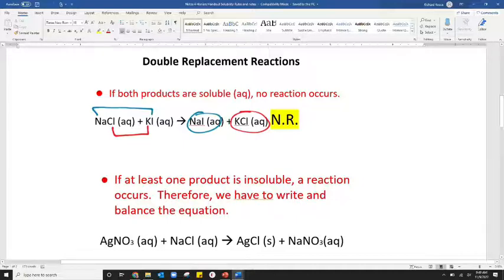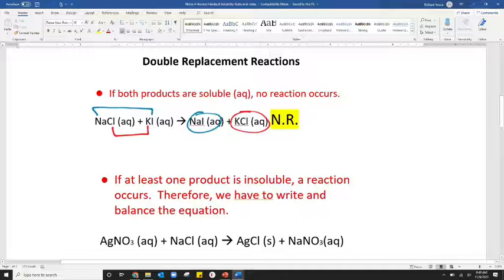When they're both soluble, nothing really happens. You're actually just mixing one kind of salt water with another kind of salt water, and you get a big beaker or test tube full of 2 kinds of salt water mixed together. But nothing actually happens. Because they're both aqueous, a precipitate does not form. So you just write no reaction, and you get to move on to the next question. You don't have to worry about balancing it or anything when it's no reaction.